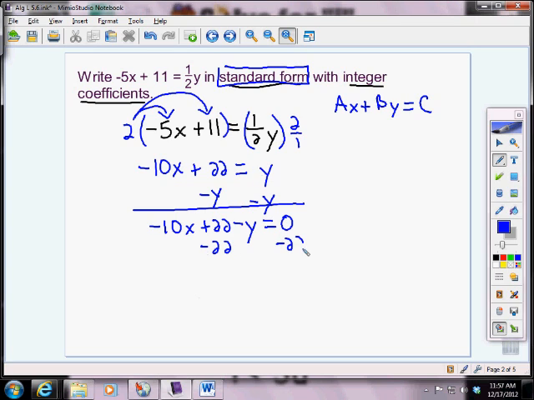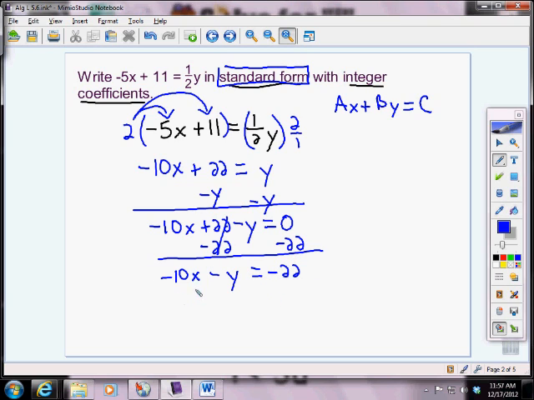And again, guys, you could have done this in different order. You could have subtracted 22 first and then gotten rid of the y. The most important thing to remember is that we get the x and y on the left side of the equal sign and the constant on the right side.